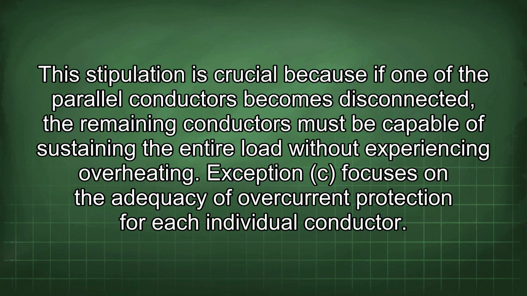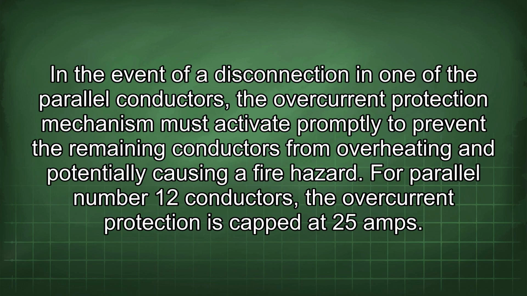Exception C focuses on the adequacy of overcurrent protection for each individual conductor. In the event of a disconnection in one of the parallel conductors, the overcurrent protection mechanism must activate promptly to prevent the remaining conductors from overheating and potentially causing a fire hazard.